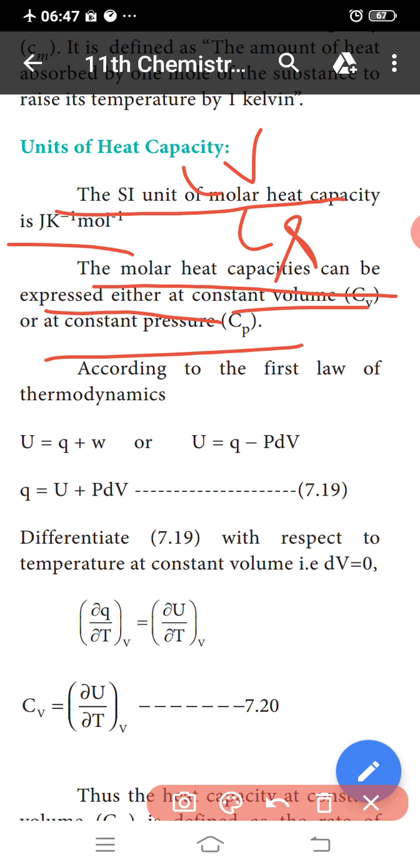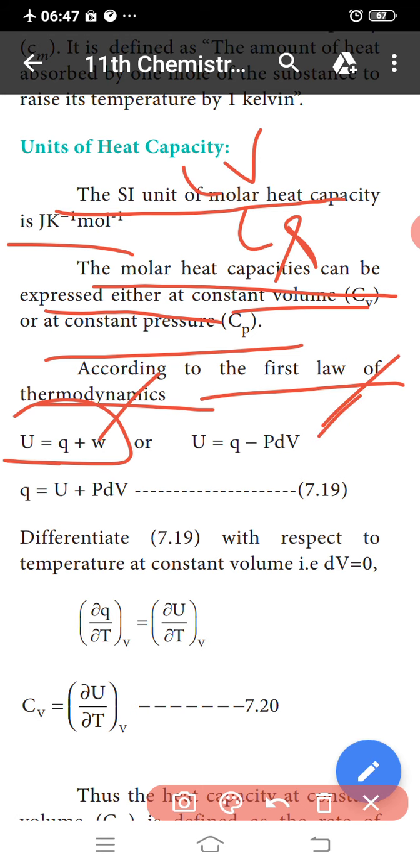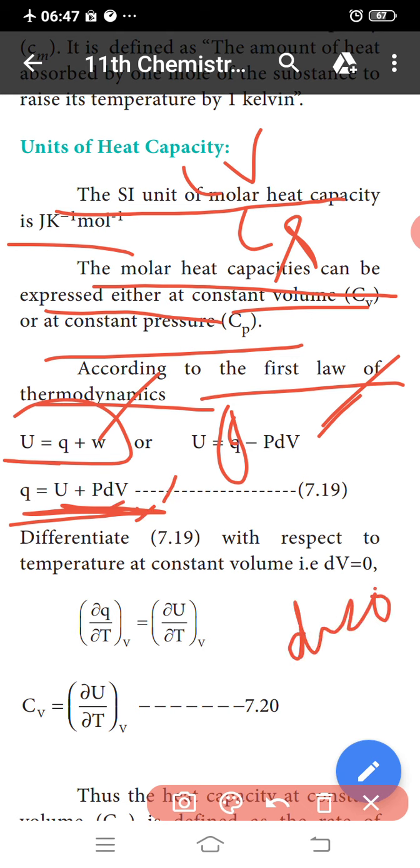According to the first law of thermodynamics, delta U is equal to Q plus W, or delta U is equal to Q minus PdV, by substituting the W value. So Q is equal to delta U plus PdV. Differentiate this equation with respect to temperature at constant volume. So at constant volume, dV is equal to 0.